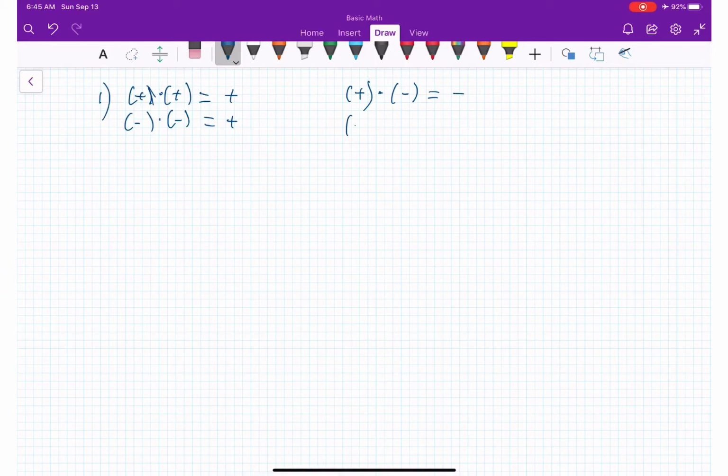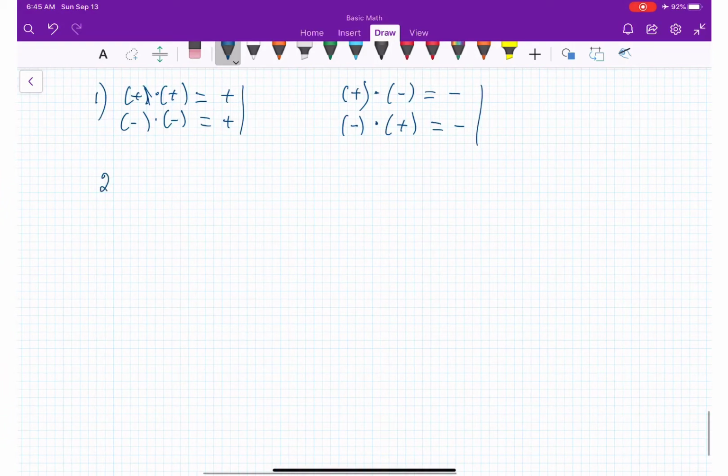If first number is negative, second one is positive, answer is negative. So shortly saying, if both numbers have the same sign, product is positive. If both numbers have different sign, product is negative. Okay. Second question.